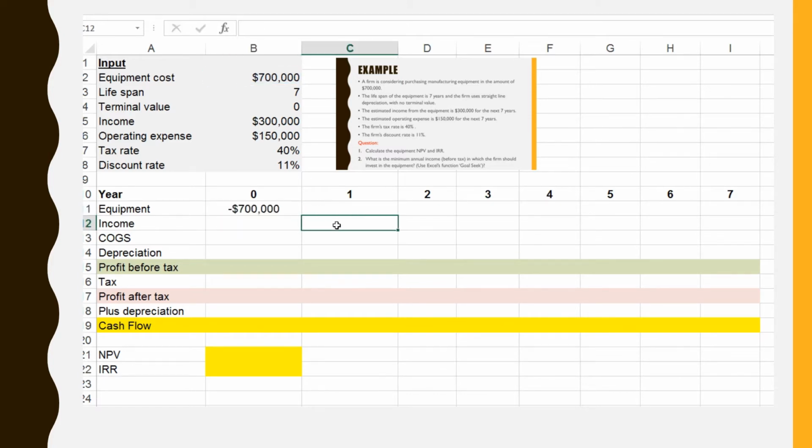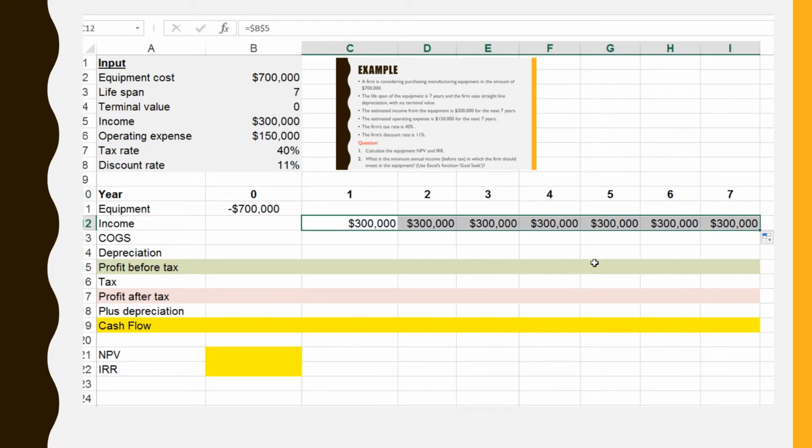Income is 300,000 per year for the next 7 years. Therefore, I will type equal, point the income. Alright, I'm going to type F4 to fix the reference point. Enter. I fix the reference point because later I can drag across easily. I can copy and paste the answer easily across the first year to the 7 years.